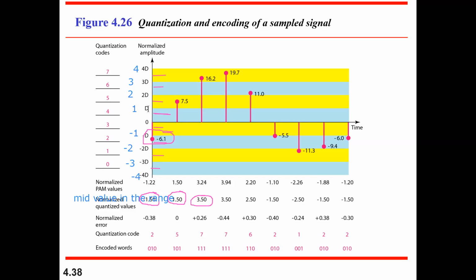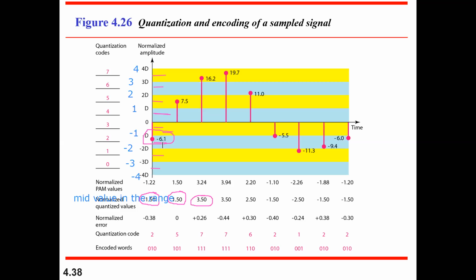Got an idea now? See, for calculating your quantization code, all these things are not necessary. But afterwards, you need to check it back, right? So with respect to the exact value that you got, for that particular reason, you require this calculation: normalized pulse amplitude modulation, quantized values, with respect to that normalized error, everything.